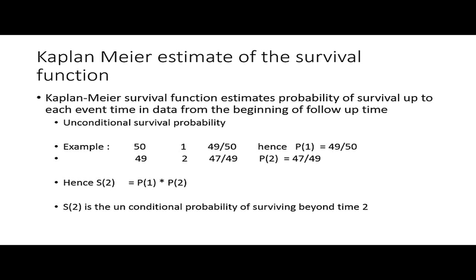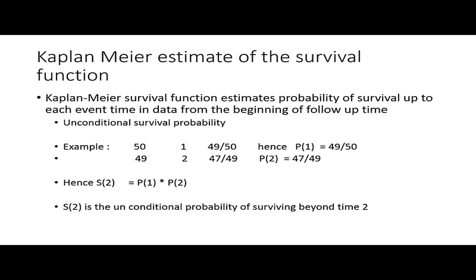Hence, the conditional probability that you are going to survive beyond time 1 is 49 by 50. I'll denote it as P of 1. Similarly, 49 people enter the population, or enter the study, at time 2. Out of 49, 2 people die in time 2. So what's the conditional probability that you are going to survive beyond time 2? 47 by 49. So P of 2 is 47 by 49.